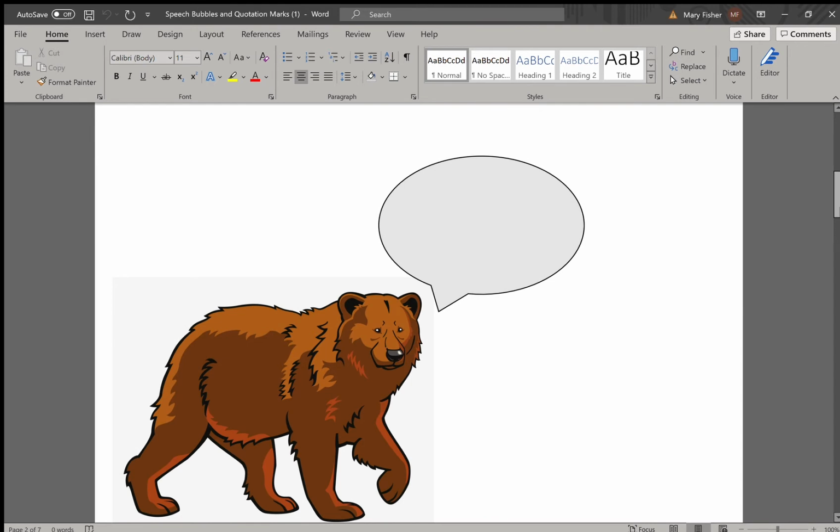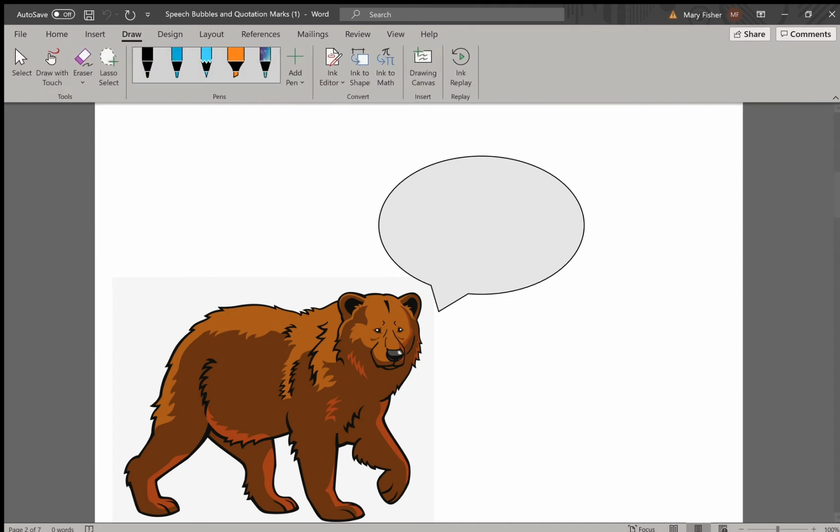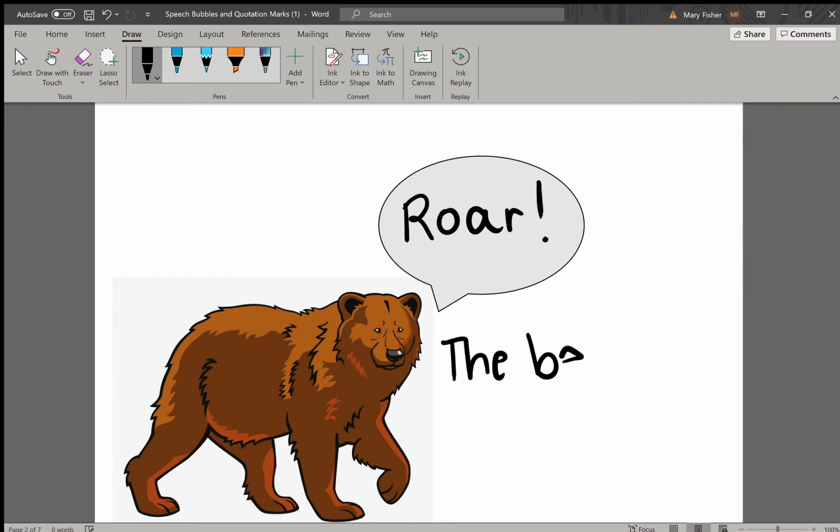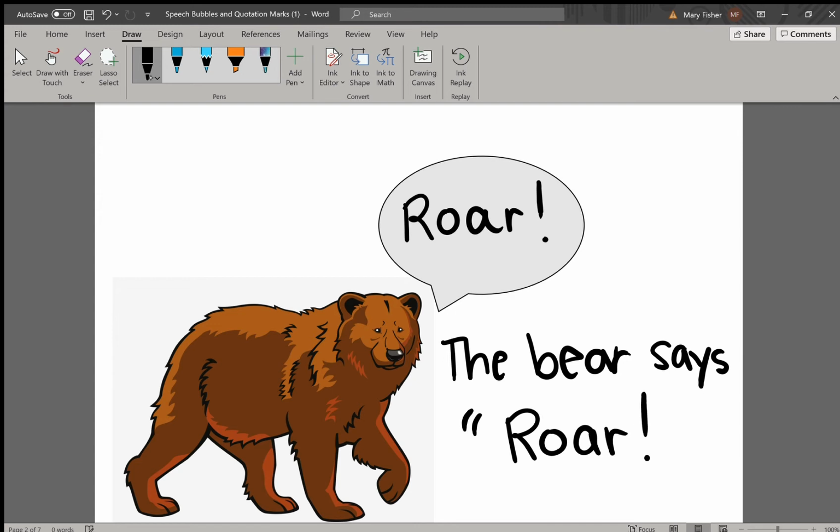So let's do an example with a bear. Now I know a bear says roar. So inside the speech bubble, I'm going to write roar. Now, that's using the speech bubble. But if I were to write this in a piece of writing inside of a sentence, I would want to say, the bear says, and then I'm going to use those quotation marks. He says "roar," and put another quotation mark.